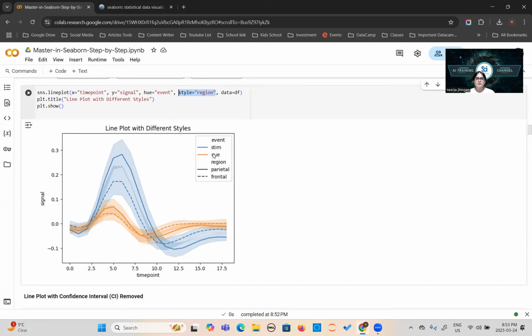It is showing you the time point, at what time what signal is going to your brain, with the different events. The orange line is for the queue, the blue line is for the stem. For the region, the dotted line is from the frontal, the dash-dash is from your region frontal, and if it is a straight line, this is from your parietal. So this is the difference.